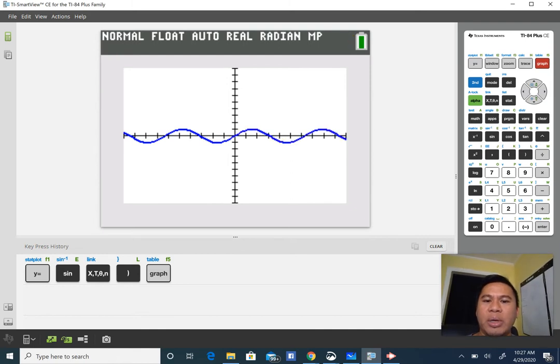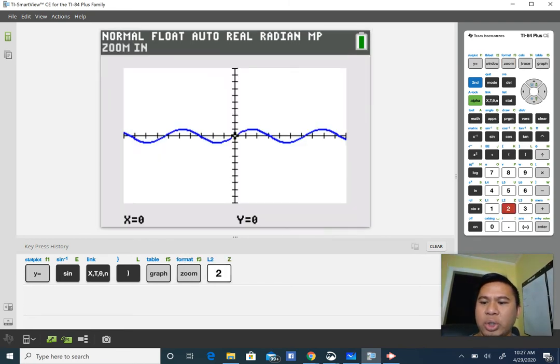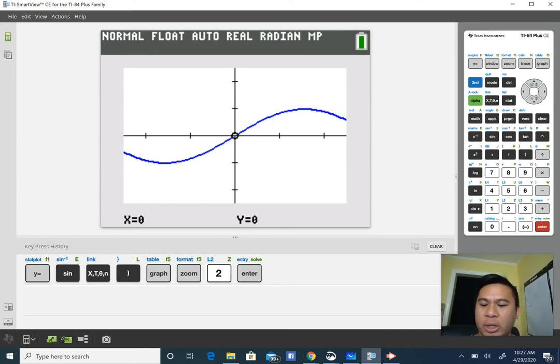So there we go. That will be our sine function. We can actually zoom in if we want to, just to clearly see it. So that's zoom, the number 2, and then press enter, just to clearly see how the graph actually looks like. So there we go, and that is our sine function in that case.